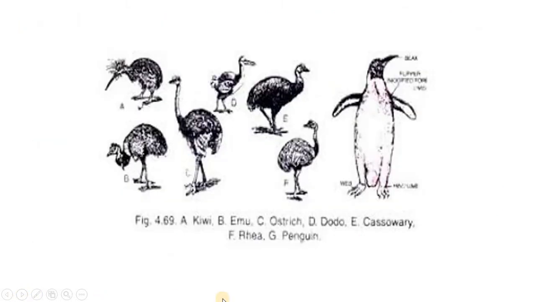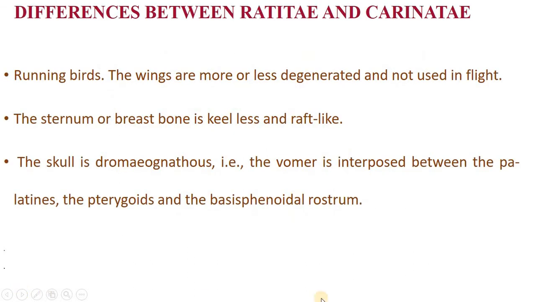So here another different types of the birds we see: the kiwi, emu, ostrich, dodo, cassowary, rhea and penguin. So these are different examples of flightless birds. Now what is meant by Ratitae? Ratitae refer to the flightless birds. So they are not able to fly. So therefore they are referred to as the Ratitae or flightless birds.